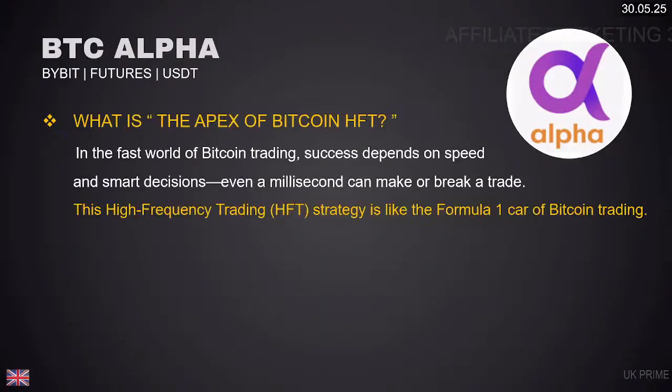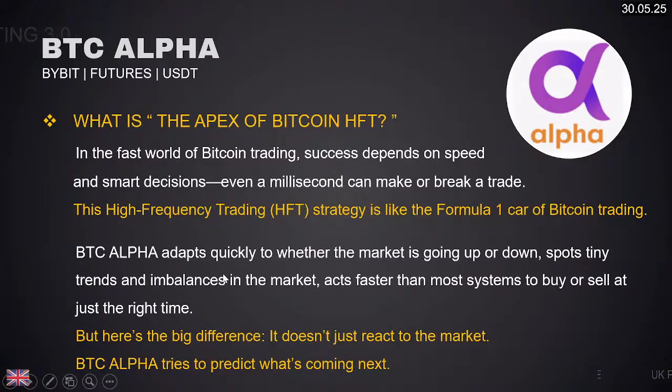Now BTC Alpha. This is exactly following the trend of Bitcoin. In the fast world of Bitcoin, trading success depends on speed and smart decisions. Even milliseconds can make or break a trade. High frequency strategies are the Formula One of Bitcoin trading. So BTC Alpha adapts quickly to whether the market is going up or down, spots tiny trends and imbalances in the Bitcoin market, and acts faster than most systems to buy or sell at just the right time.